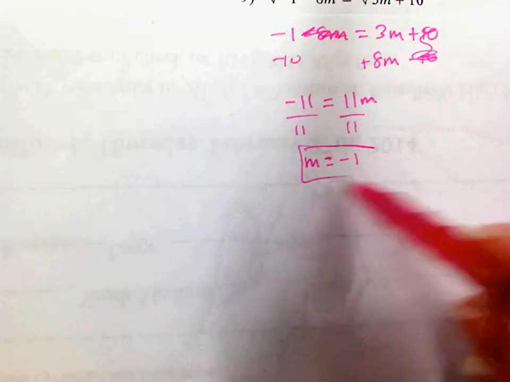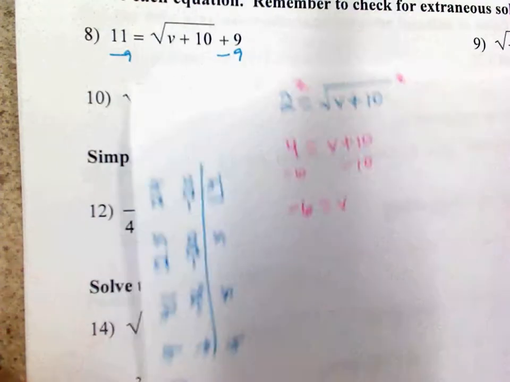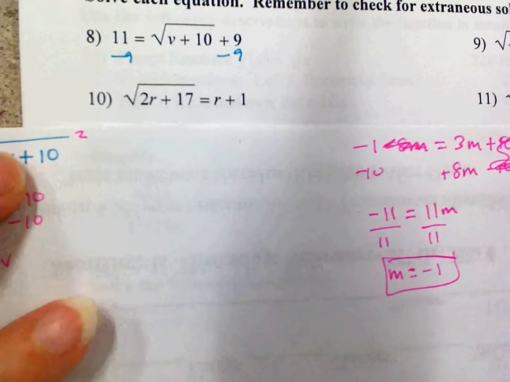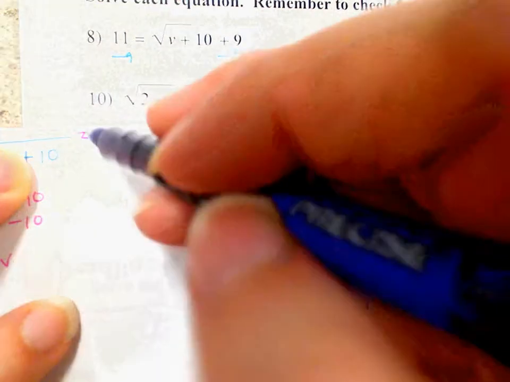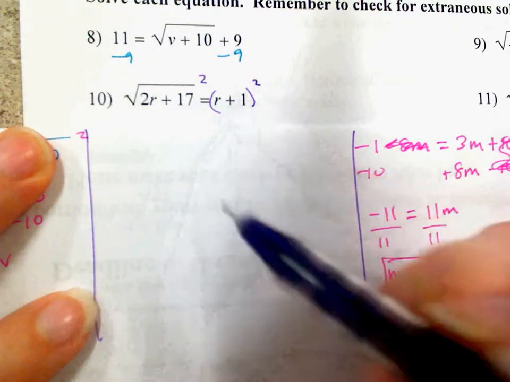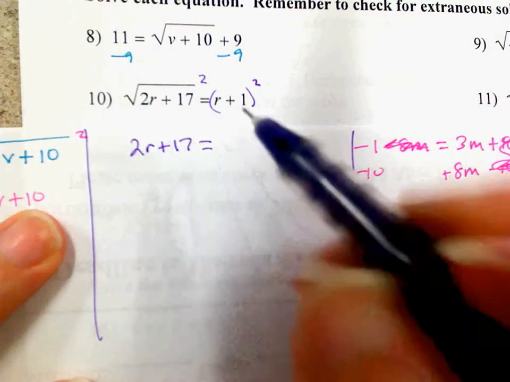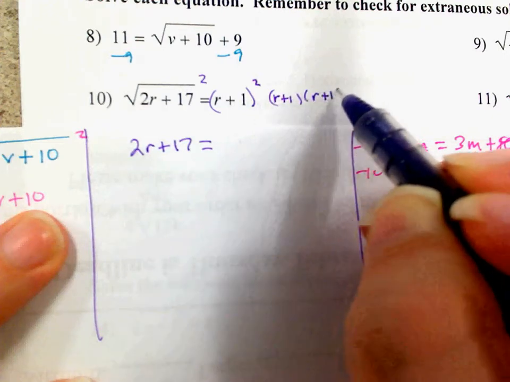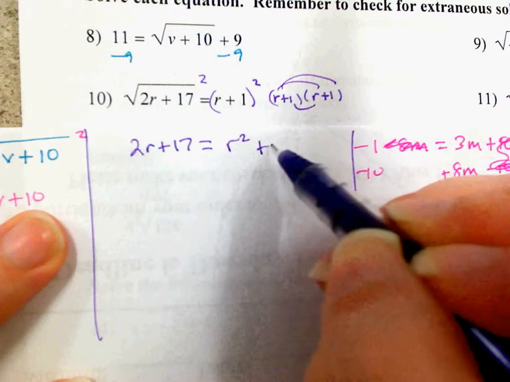Okay? On this one, when you square both sides, you have to remember that you have to square this whole side. You can't square individual terms. So I'm left with 2r plus 17 equals r plus 1 times r plus 1, which is r squared, plus 1r plus 1r, so plus 2r plus 1.